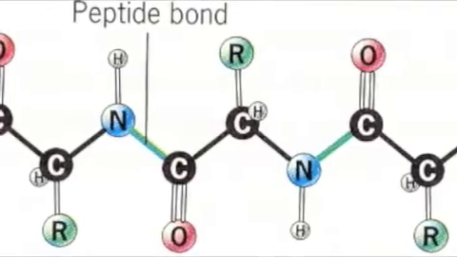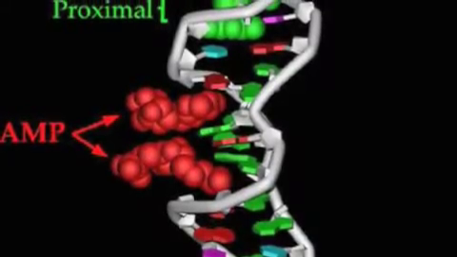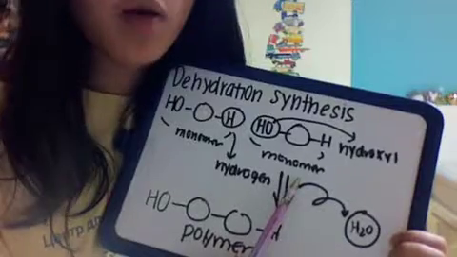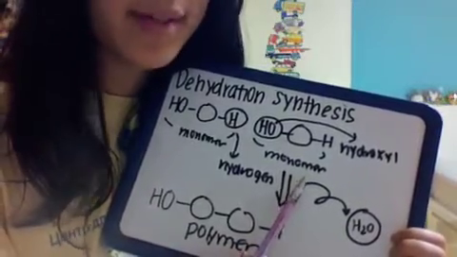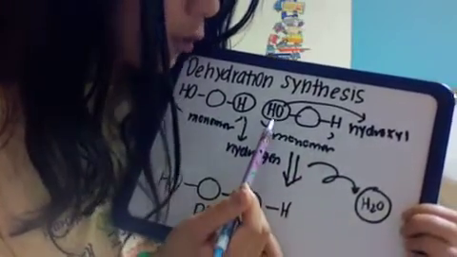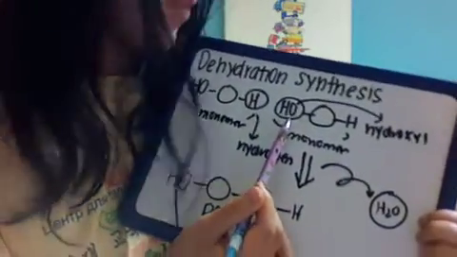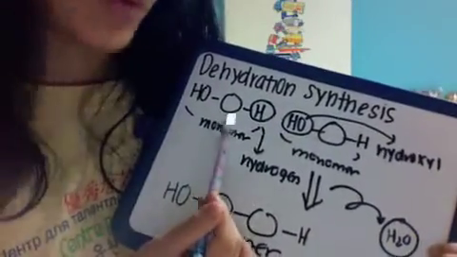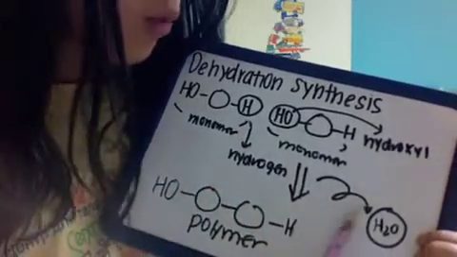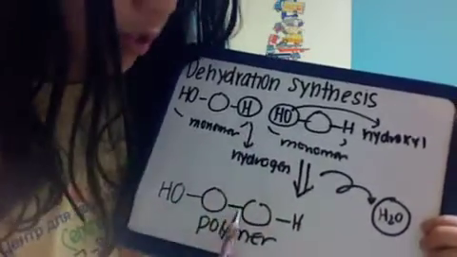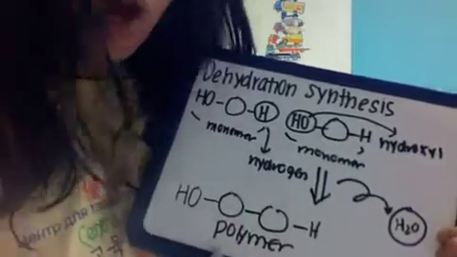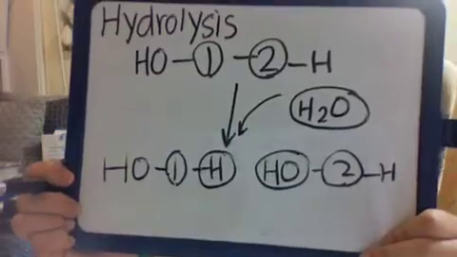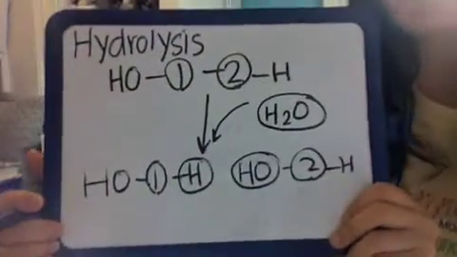The process of synthesizing monomers to form polymers with the loss of water is called dehydration synthesis. When a bond forms between 2 monomers, each monomer contributes a part of the water molecule that is lost. This monomer is contributing a hydroxyl group, and this monomer is contributing a hydrogen. And when water is lost, these 2 monomers form a new bond, making a polymer.